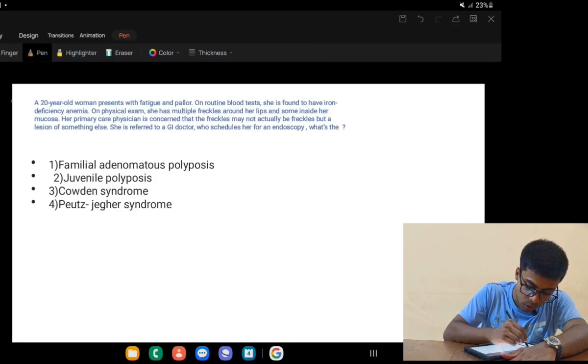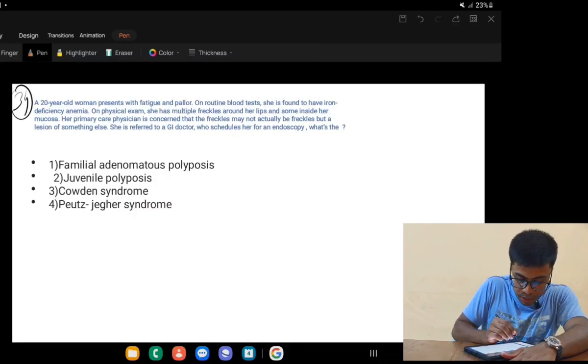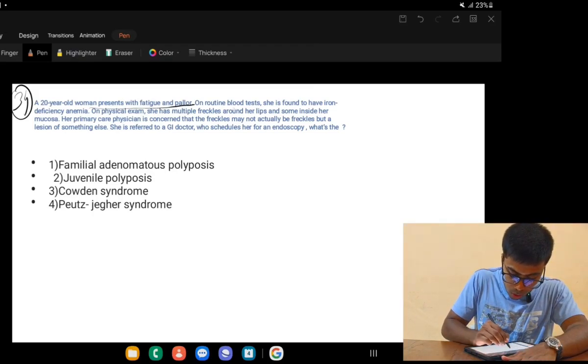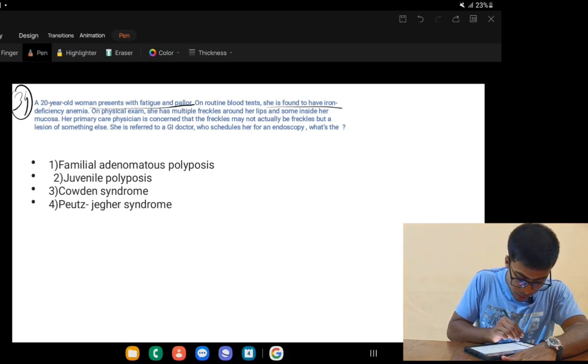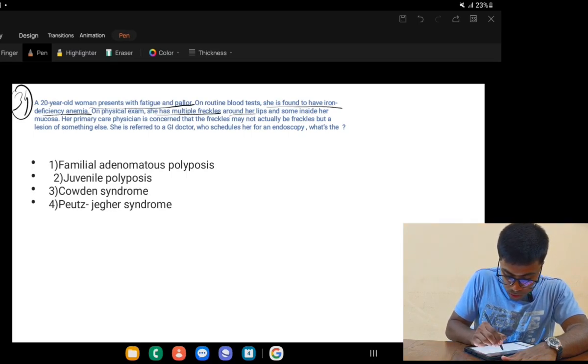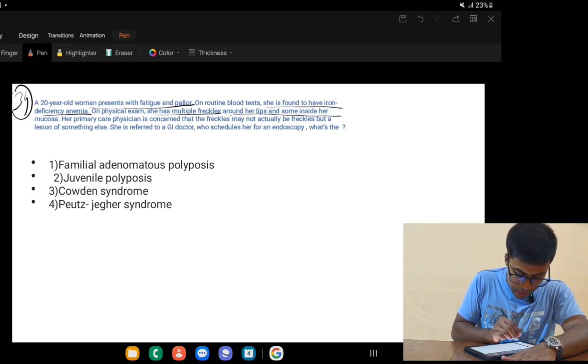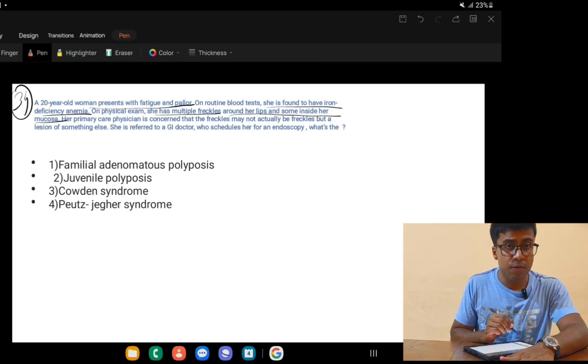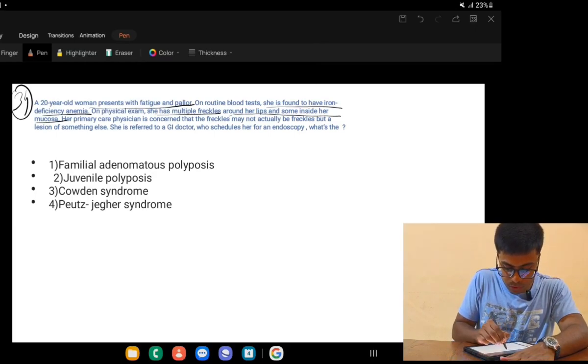Now the 34th question. A 20-year-old woman presents with fatigue and pallor. On routine blood test, she is found to have iron deficiency anemia. On physical examination, she has multiple freckles around her lips and some inside her mucosa. Her primary care physician is concerned with the freckles, which may not actually be freckles but lesions of something.